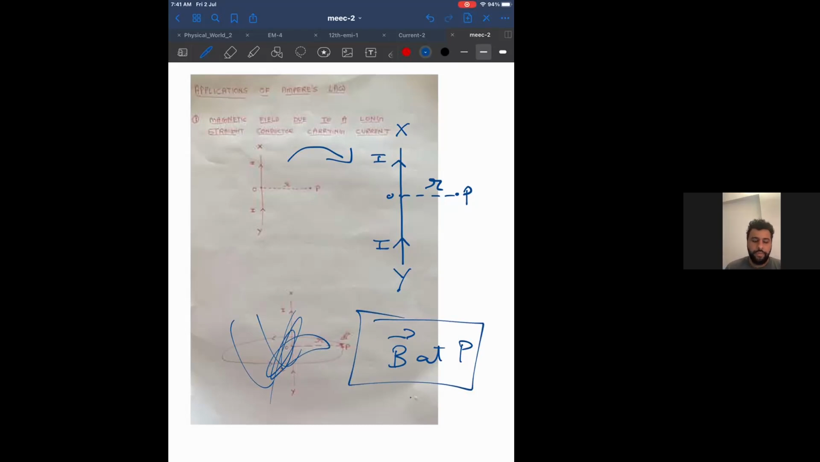Understood? So I want you to write, listen to this. I want you to write the side heading, application of Ampere's law, that is magnetic field due to a long straight conductor carrying current, and draw the diagram. And after that, I'll give you the notes. Start writing.